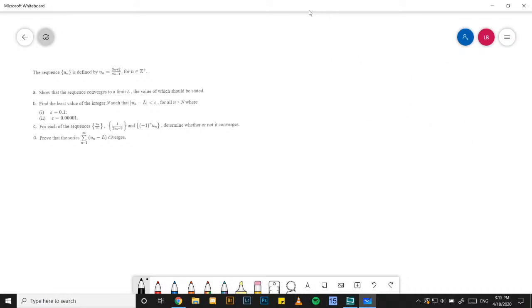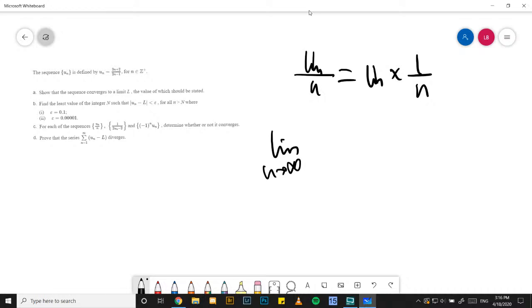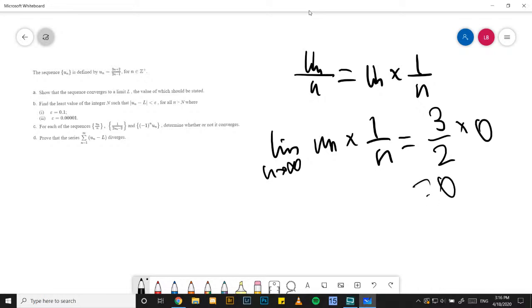But there's a quicker way, which is noticing that u_n over n is equal to u_n times 1 over n. So you're trying to check the limit as n approaches infinity of u_n times 1 over n. Note that the limit of u_n we know is 3 over 2, but 1 over n goes to 0, so that's 3 over 2 times 0. So the limit as n approaches infinity of u_n over n is equal to 0, and this does converge.